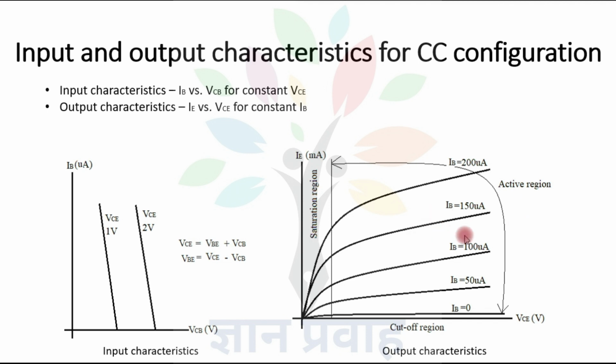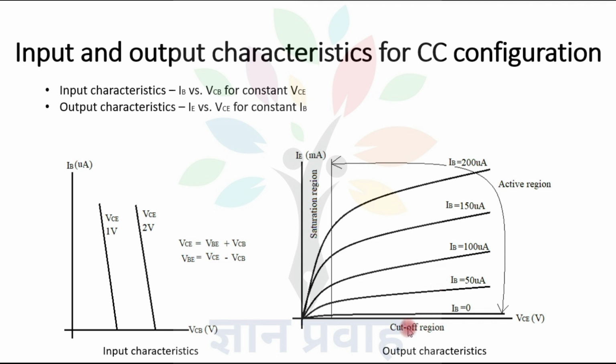An output characteristic is given here, IE versus VCE, for constant input current, that is the IB current. The output characteristics for CC configuration are the same as the output characteristics of CE configuration. The only difference is that the output parameter here is IE, while in CE configuration it was the IC current. IC is always approximately equal to IE, so the behavior of the curves is the same as we have discussed for CE configuration.